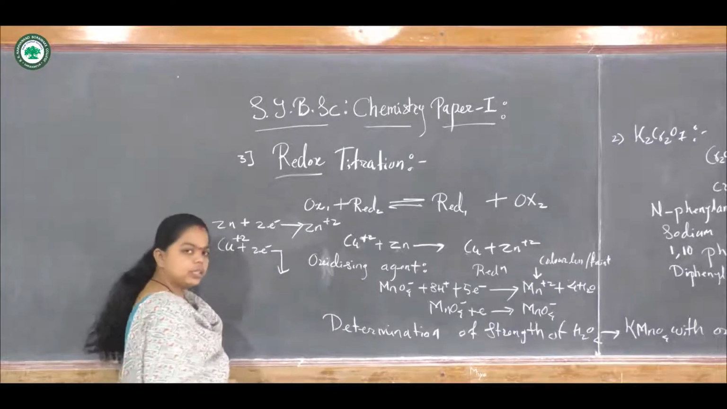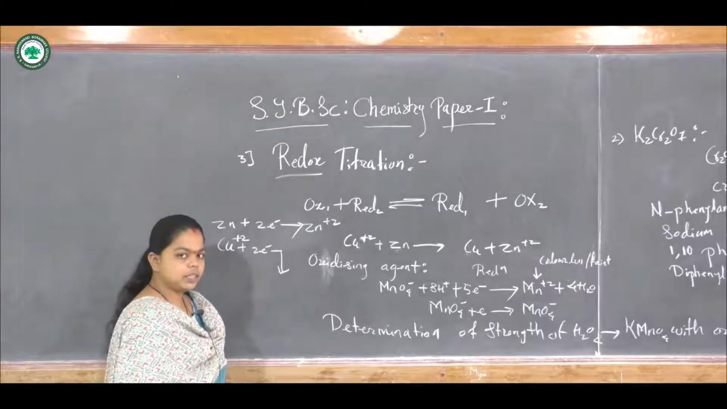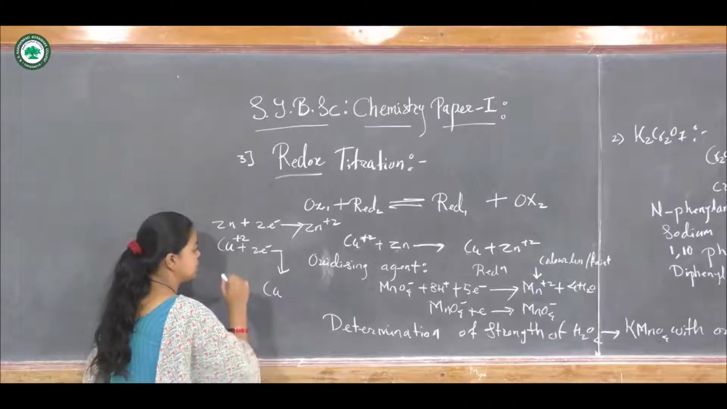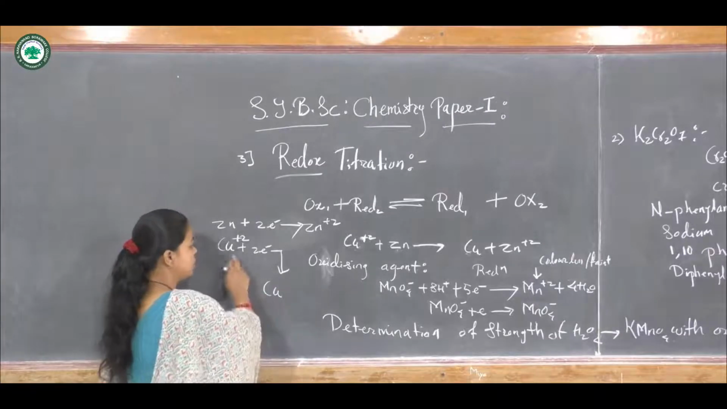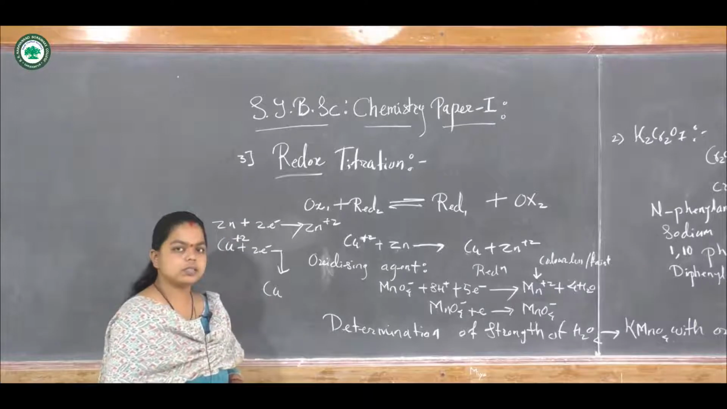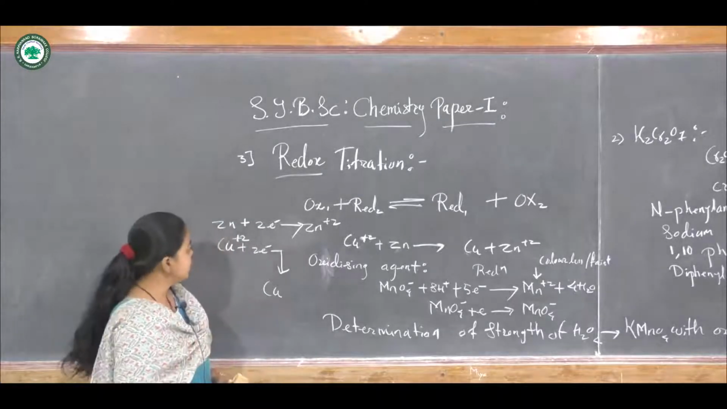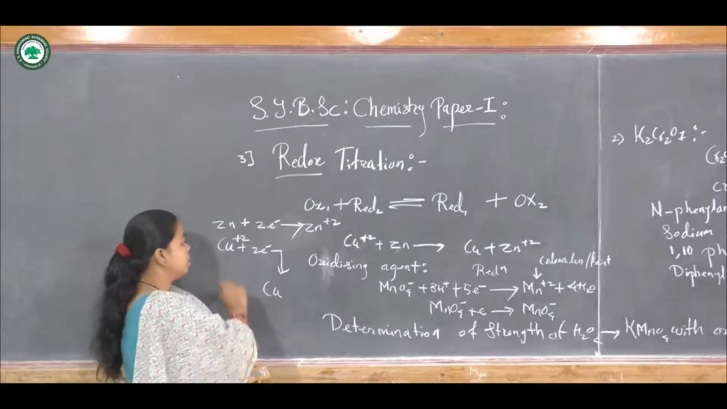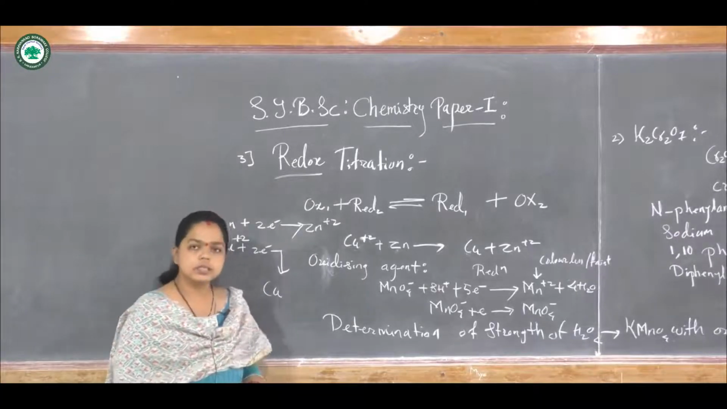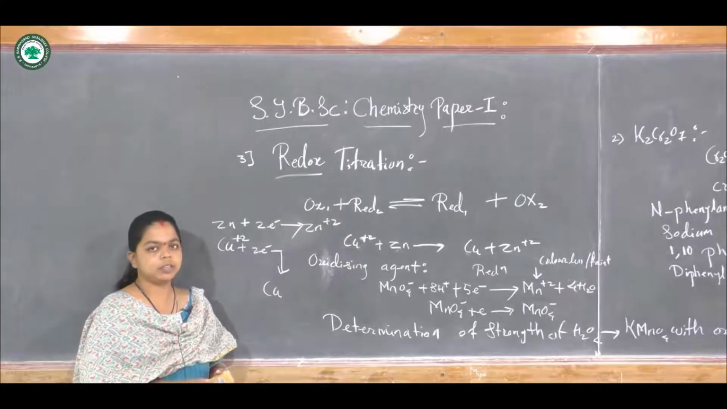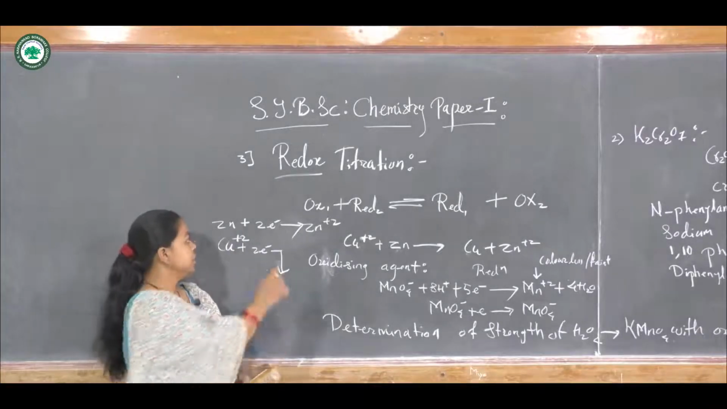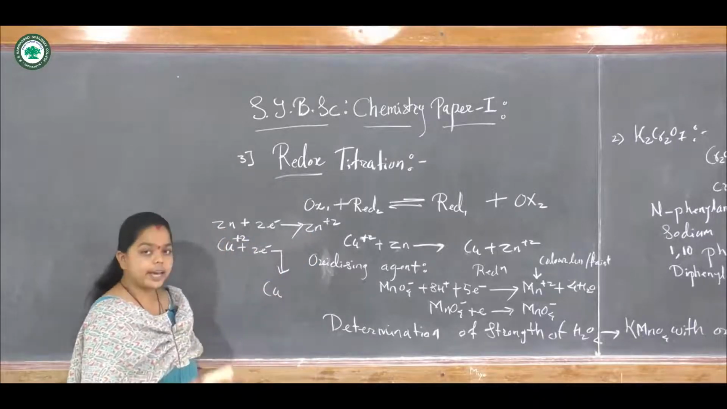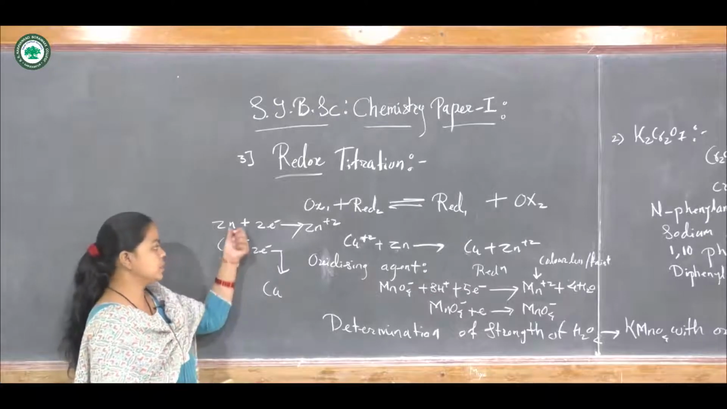Now these 2 electrons are accepted by the Cu +2. So it will accept the electrons, and gain of electrons is nothing but reduction. So this copper will get reduced to the 0 oxidation state. Copper gets reduced and zinc gets oxidized. Zinc itself gets oxidized, which means it acts as the reducing agent, and copper itself gets reduced, which means it acts as the oxidizing agent.